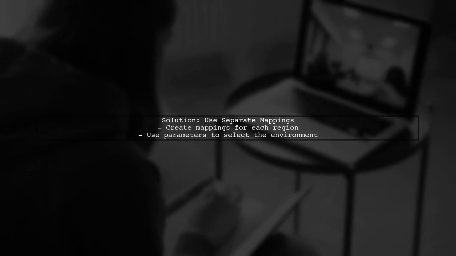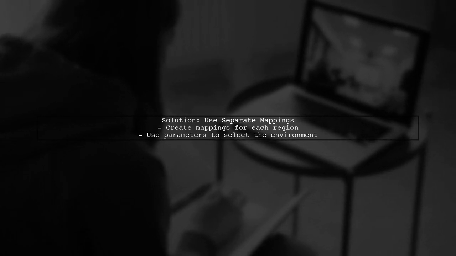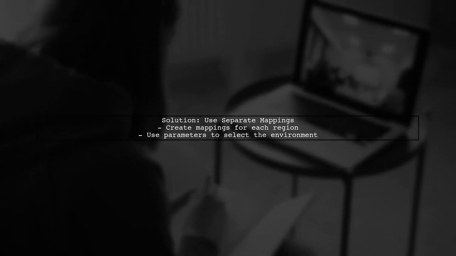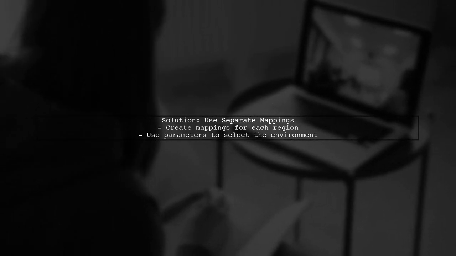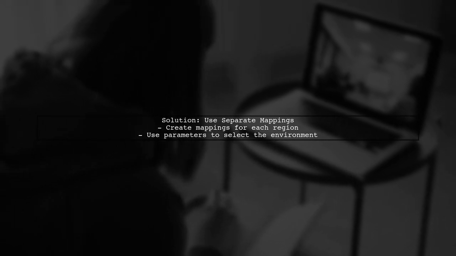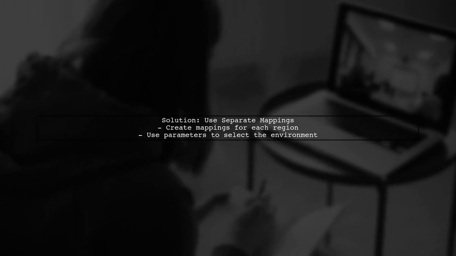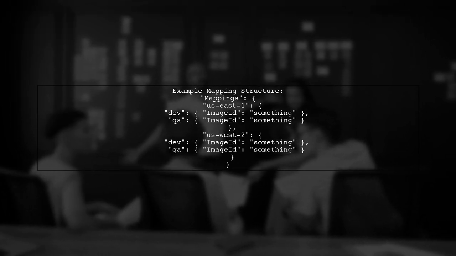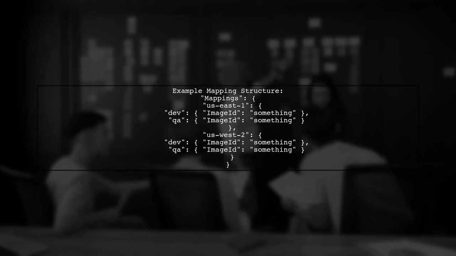To work around this limitation, you can use a combination of mappings and parameters. Instead of nesting, you can create separate mappings for each region and environment. For example, you can define a mapping for each region and then reference the appropriate mapping based on the selected parameters. This way, you can still achieve the desired functionality without nesting.